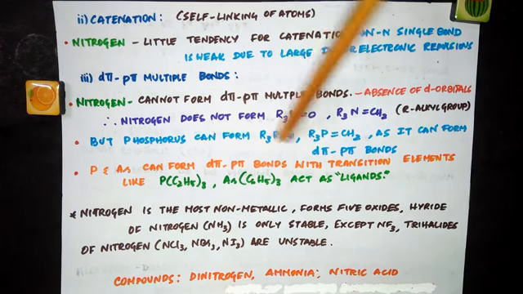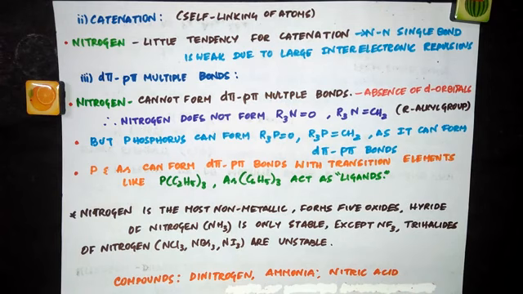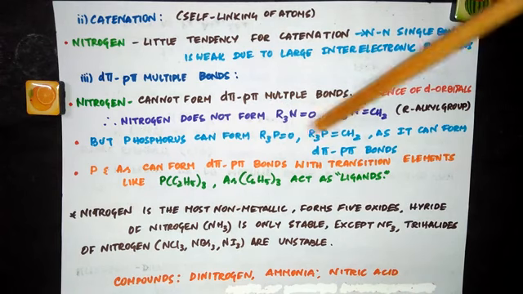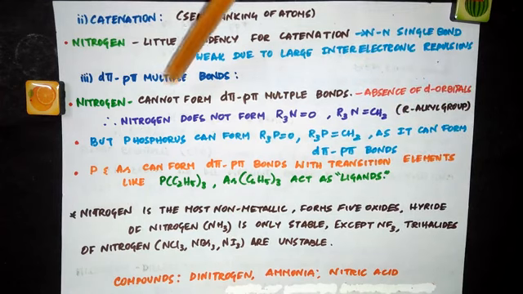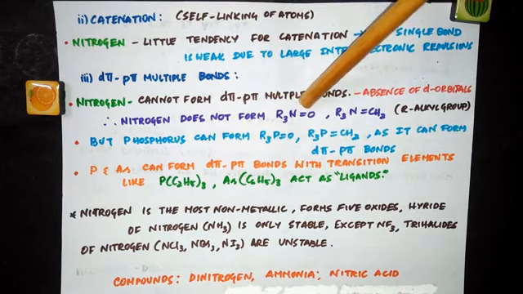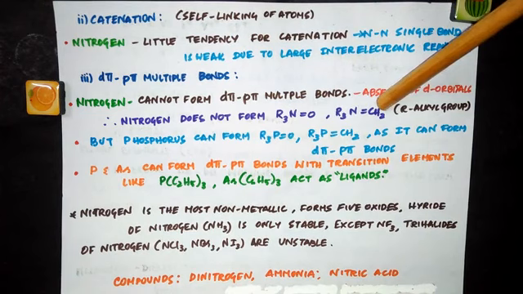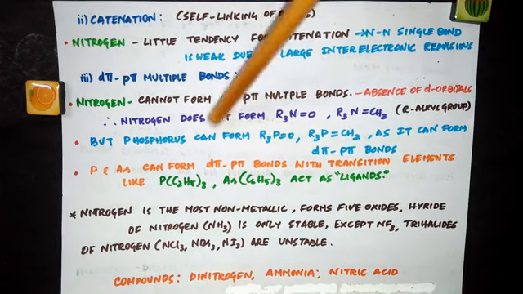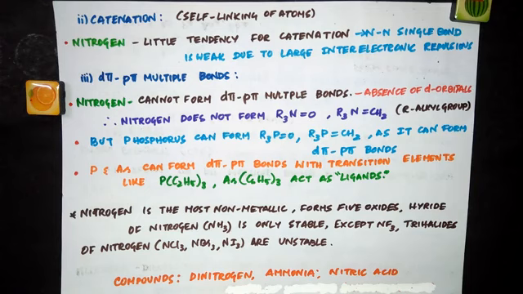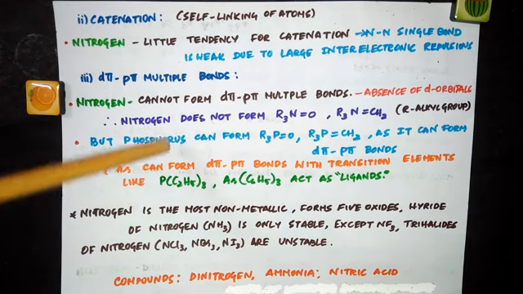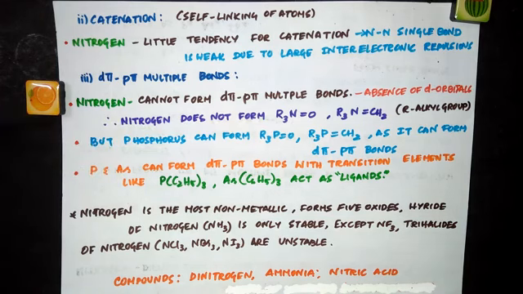But these compounds are not possible with nitrogen. This R stands for alkyl groups. So nitrogen cannot form R3N=O, R3N=CH2, compounds like this. But phosphorus can form them because it can form dπ-pπ bonds, as it contains vacant d orbitals in its valence shell. Not only phosphorus, both phosphorus and arsenic can form dπ-pπ bonds with transition elements.